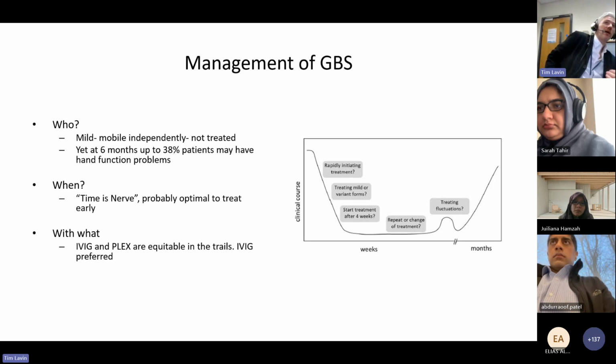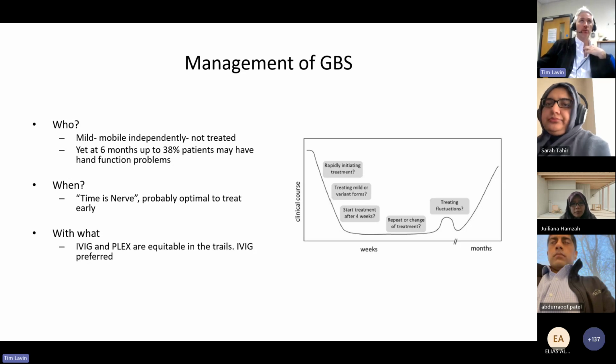However, that general measure about being independently mobile doesn't hold true, obviously, if they've got upper limb dysfunction. If you left that untreated, there's a chance their recovery may not be as complete, in which case you would want to potentially use some treatment. Ideally, we probably want to treat them early because the inflammatory changes are basically gone within a week to 2 weeks.